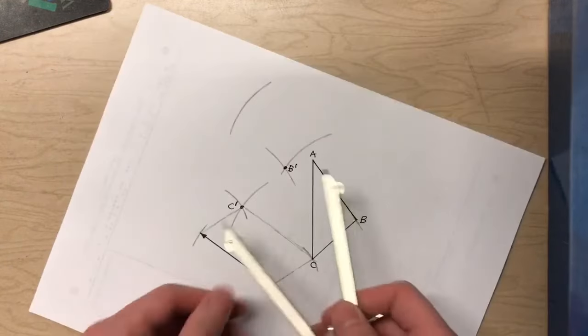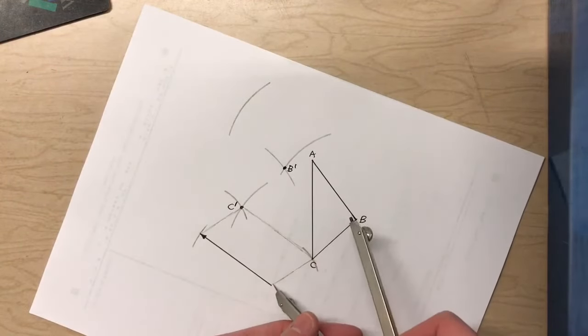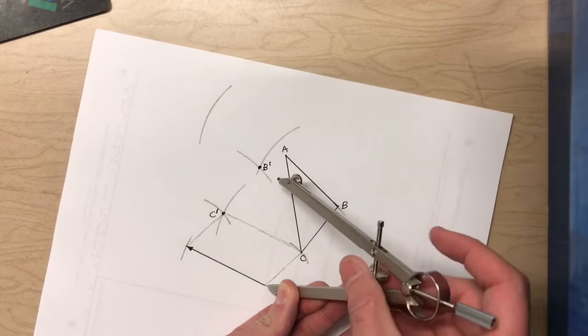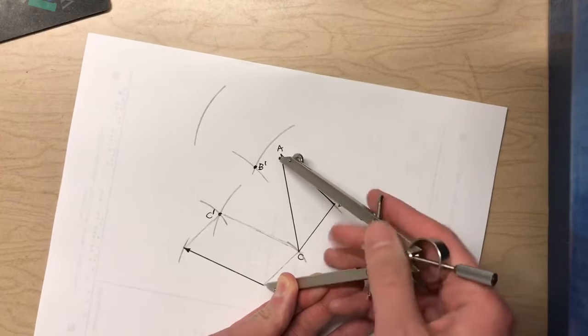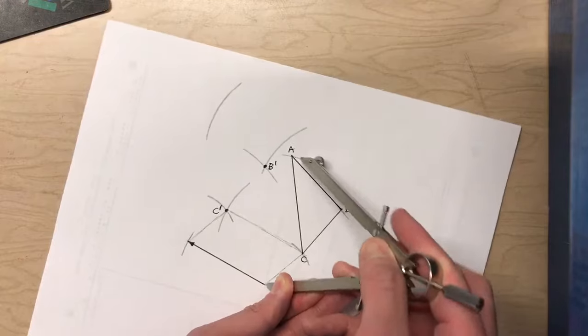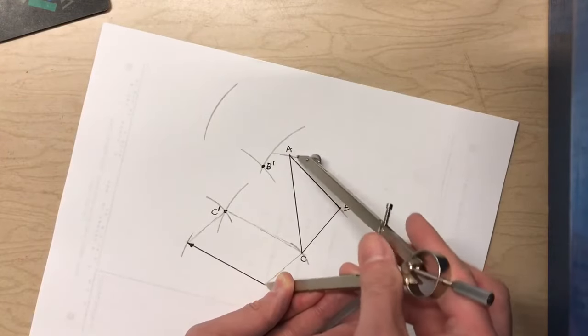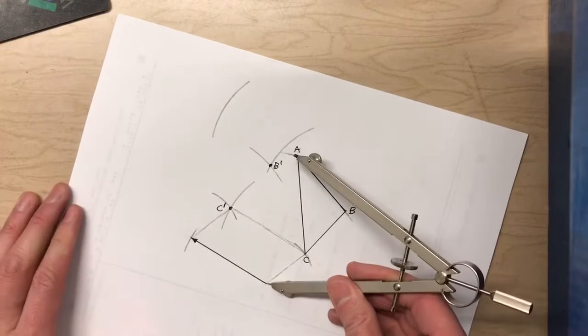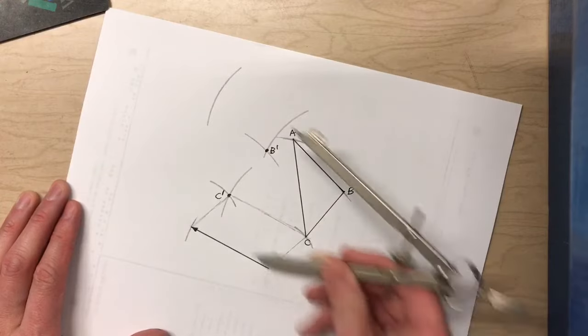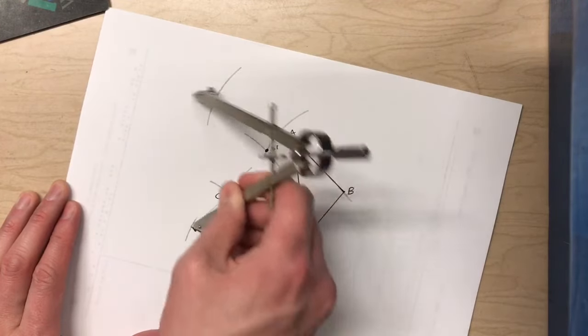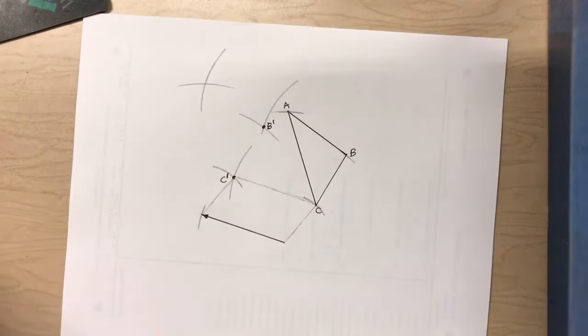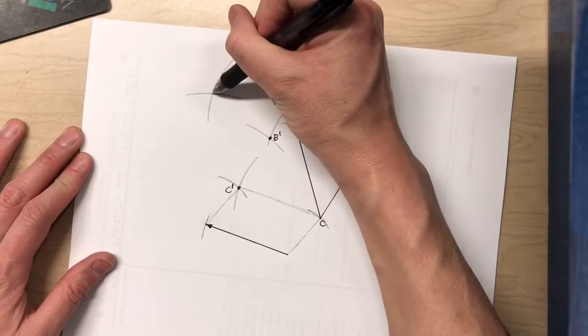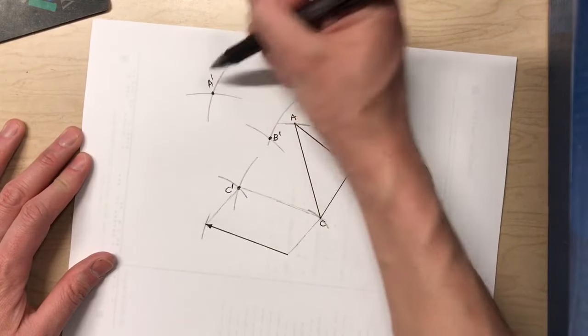And then lastly, point A. From the end of my vector to point A, about right there, maybe a little bit more. There we go, right there. That distance right there. Repeat it on the other end of my vector. There is my A prime.